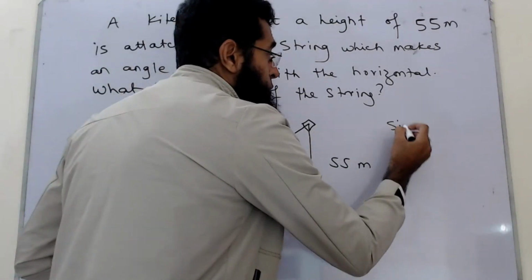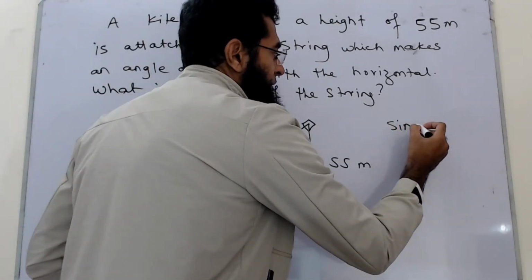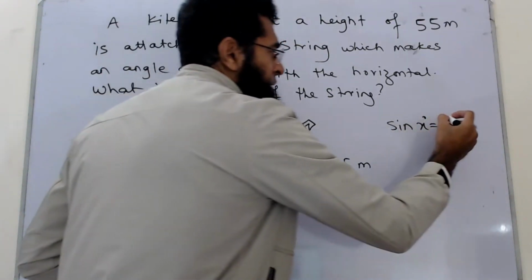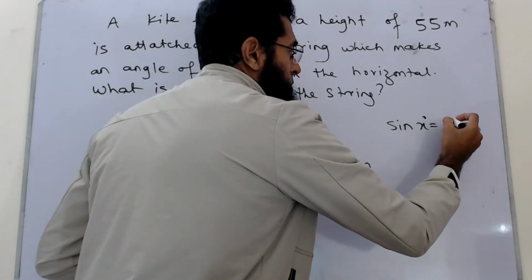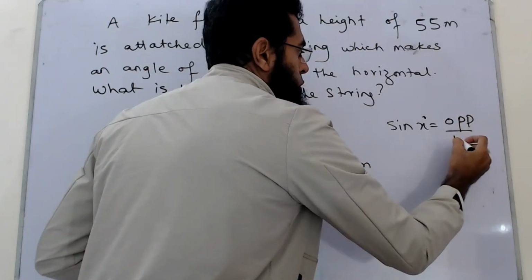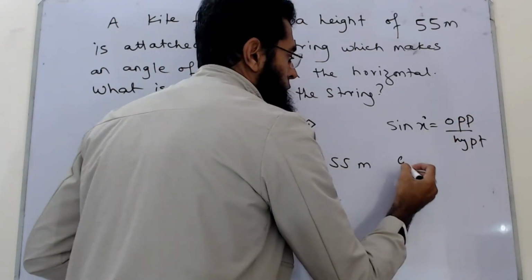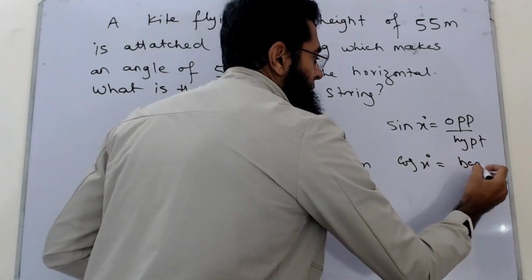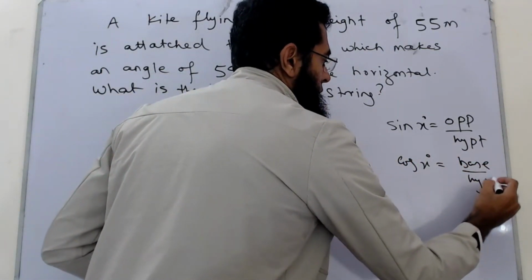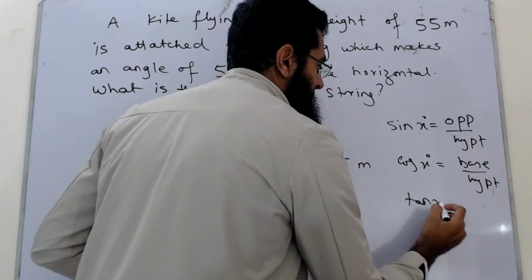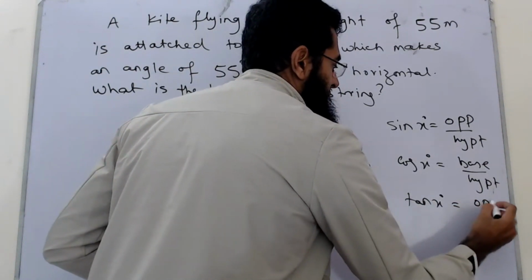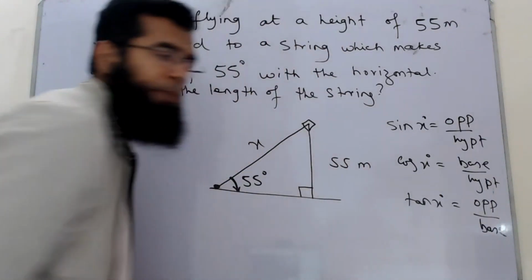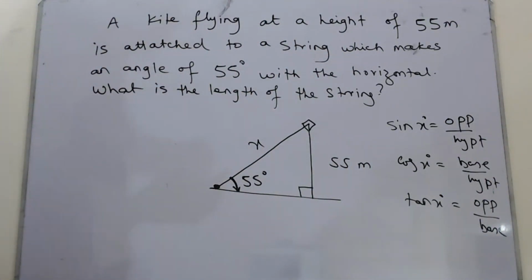हमने लिखे हुए, what was sine of the angle? Let's say हमने कोई भी angle लिखना है. So what was sine of the angle? That was opposite over hypotenuse. What was cos of the angle? That was base over hypotenuse. And what was tan x? That was opposite over base, right? So हमने trigonometric ratios already discussed किए हैं.